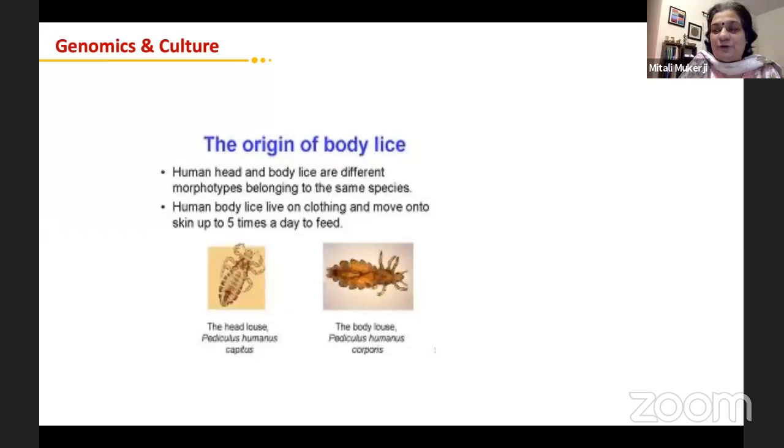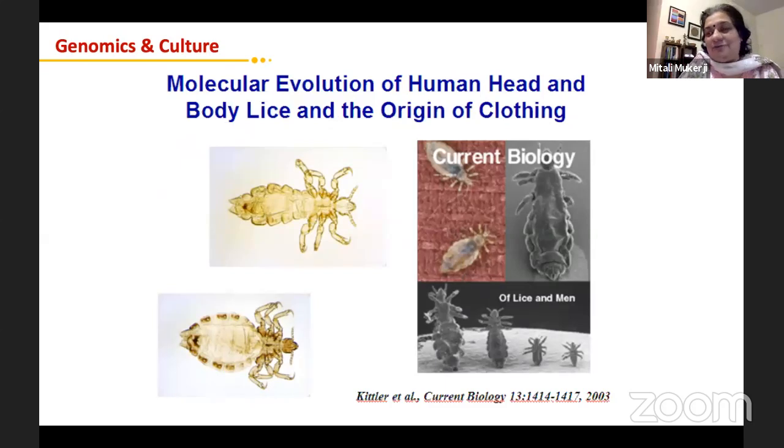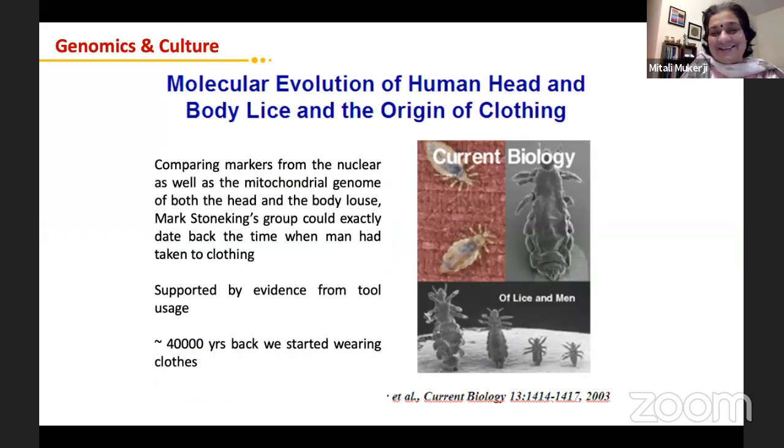So looking at the mitochondrial genome of head lice and body lice, they were able to find that body lice arose maybe 40,000 years back. And then they got archaeological evidence where a needle was there, and they could say that maybe people started wearing clothes 40,000 years back, because that is the time the body lice also came. So now you realize how knowledge of all these animals around us also tells some very interesting stories about humans.